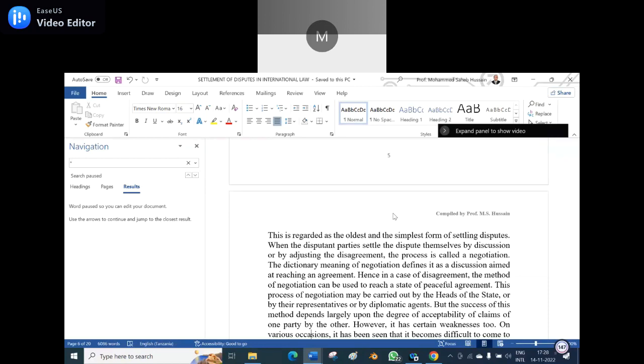Yes, Prof. Okay. This process of negotiation may be carried out by the heads of the state. To make you understand, I have given the example of the knife and apple and daughter and son. That is the best way of settlement of the dispute. So negotiations may be carried out by the heads of the state, or by the representatives, or by diplomatic agents. Either the head of the state. Who is the head of the state? President. The President is the head of the state in Tanzania.